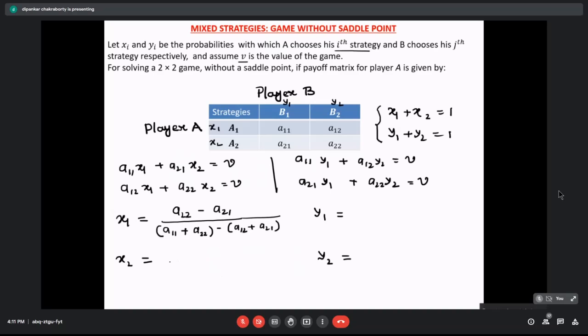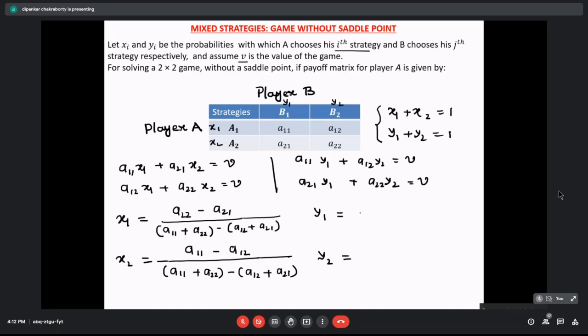Similarly, now tell me x2 will be what? If you want to get x2, x2 will be a11 minus a12, and the denominator remains the same: a11 plus a22 minus a12 plus a21.